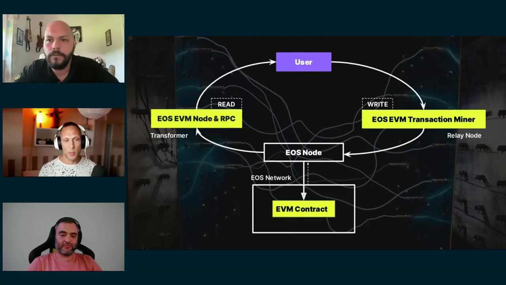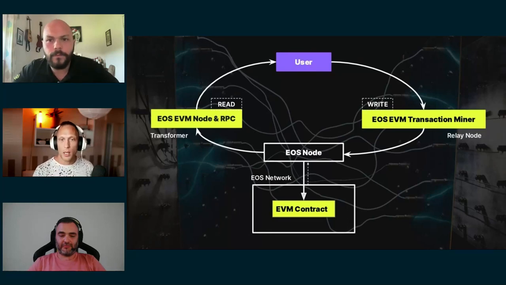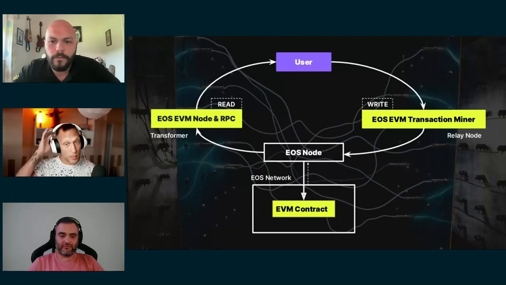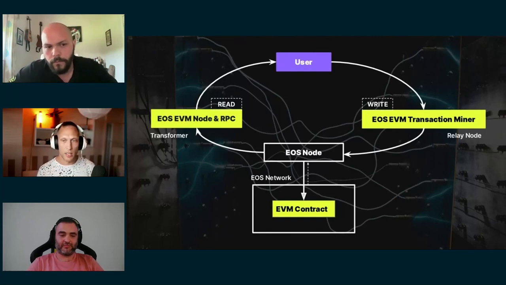We require this because you can't send Ethereum transactions to a standard EOS node. The account that runs that transaction, the miner effectively, spends some EOS resources, so CPU and net, which in a way are similar to the gas fees that are spent on the EVM side.